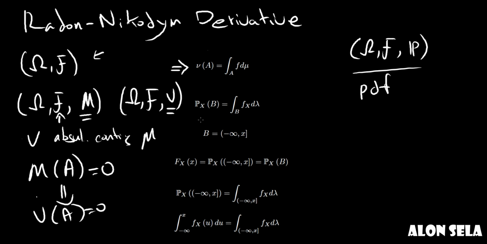So basically, for every set in the sigma algebra F which the measure mu gives the measure 0, we want the measure nu to give it also a measure 0. If that happens, we are saying that the measure nu is absolutely continuous with respect to the measure mu.